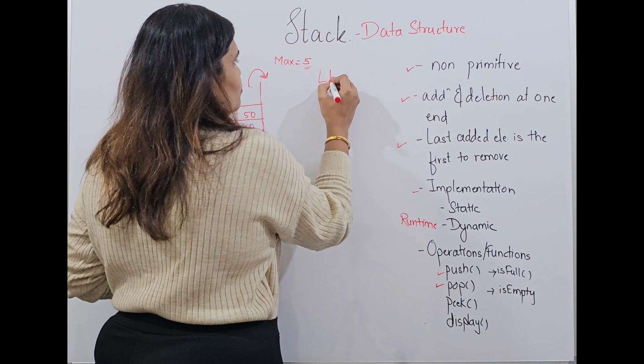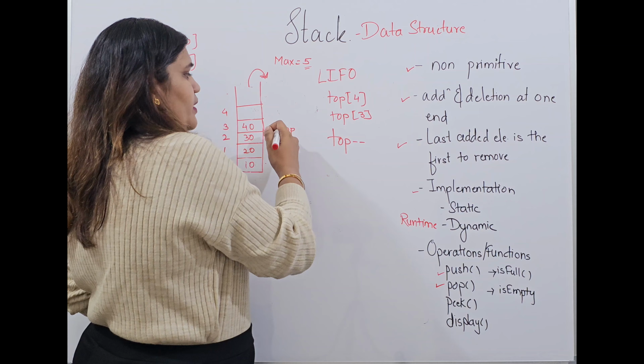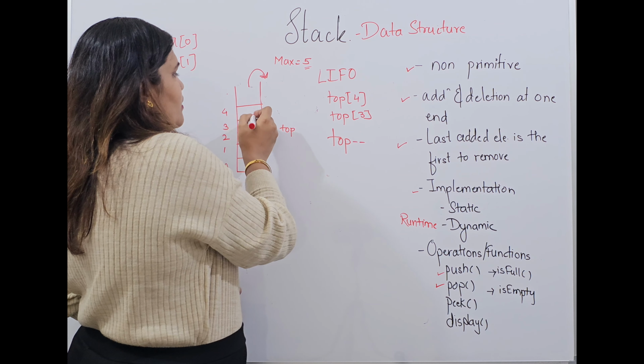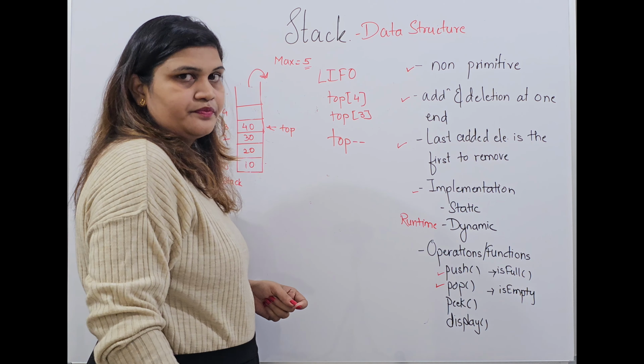So in pop, there's only one line that you have to mention, which is top minus minus or top minus 1. If you are using the concept of stack, your last element is the only one that is going to be deleted. So when you do top minus minus, your top will be pointing downwards. The element that it was pointing to will be deleted.